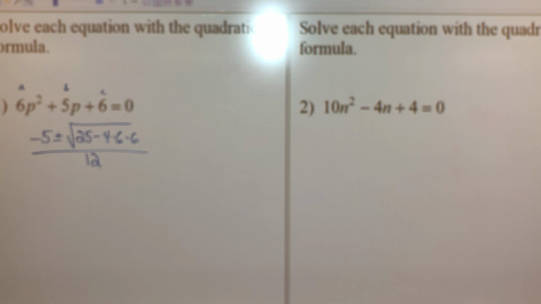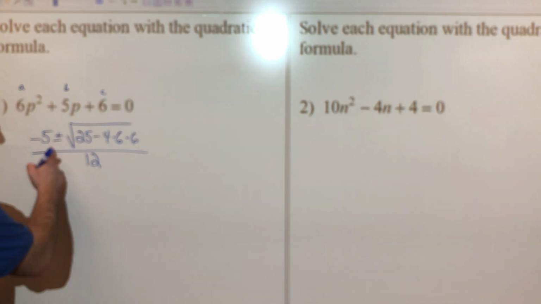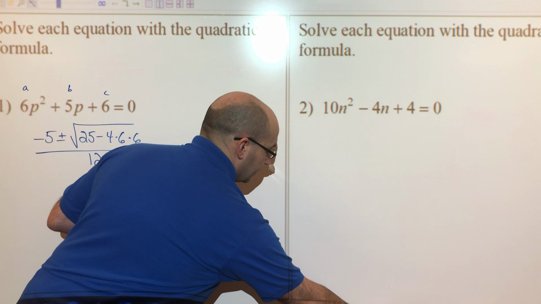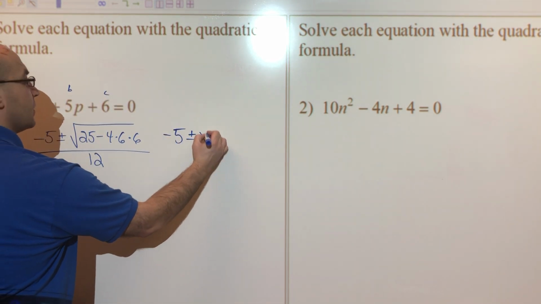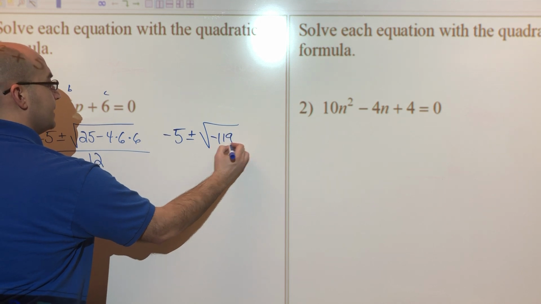All right, so the square root of 25 minus 4 times 6 times 6. Oh, I didn't change that on my calculator to give me the non-real answer. Sorry. 25 minus 4 times 6 times 6. Okay, so it's negative 119. So negative 5 plus or minus the square root of negative 119 over 12.